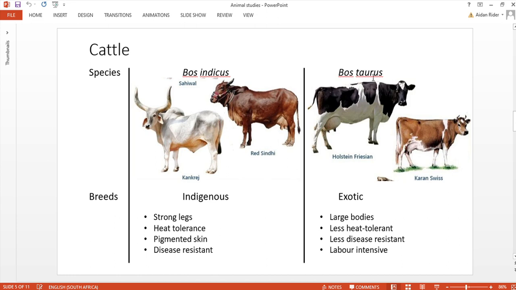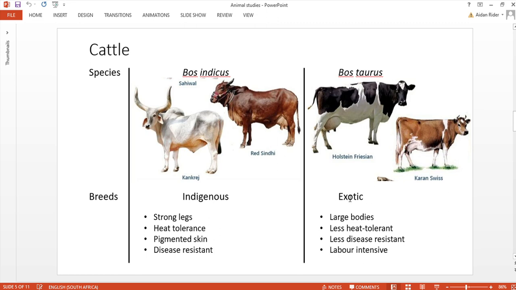Then we have the Bos taurus, and Bos taurus are usually your European breeds. They don't come from South Africa, they come from another country. They usually come from Europe, and they are like your Frisian and your Swiss cattle. Swiss meaning Switzerland, so they don't come from South Africa. They look a bit more like we imagine a cow to look like these days. So they would be Bos taurus. If you know indicus means indigenous and it comes from Africa and so on, the default or the other one would just be taurus, means it doesn't come from here. So this is your exotic breed, basically.